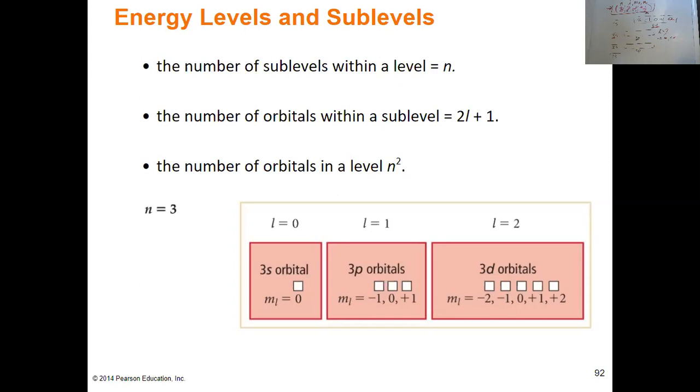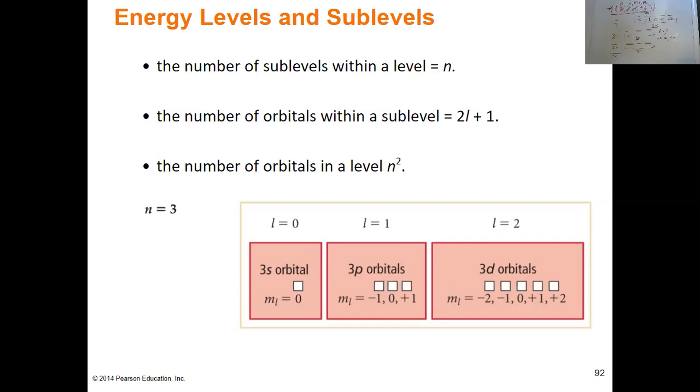For L equals 2, which is your D sublevel, 2 times 2 is 4. 4 plus 1 is 5. A D sublevel will have 5 orbitals in it. All right, and so you could see that trend also. It goes from 1 to 3 to 5 to 7. And then the number of orbitals in any particular level of n.